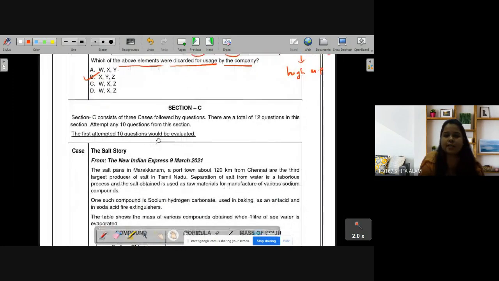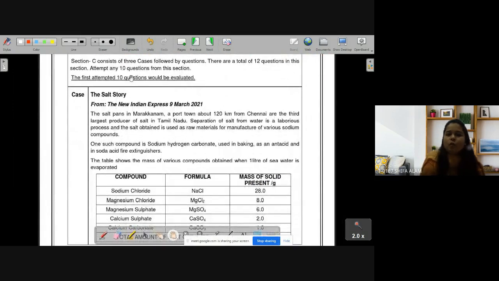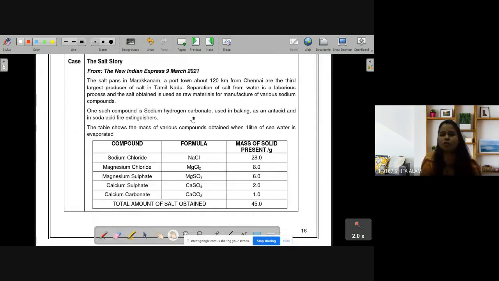Section C says that there are total 12 questions in this section, out of which we have to attempt any 10 from this. The first attempted 10 questions would be taken up for evaluation. It is a paragraph-based question. It is the salt story. When we read the story, we find that the salt pans in Marakanam, a port 120 km from Chennai, is the third largest producer of salt in Tamil Nadu.